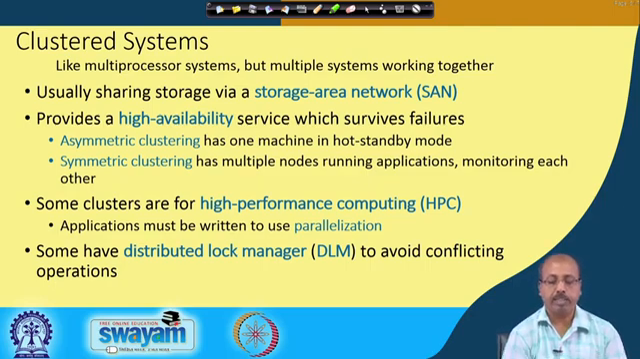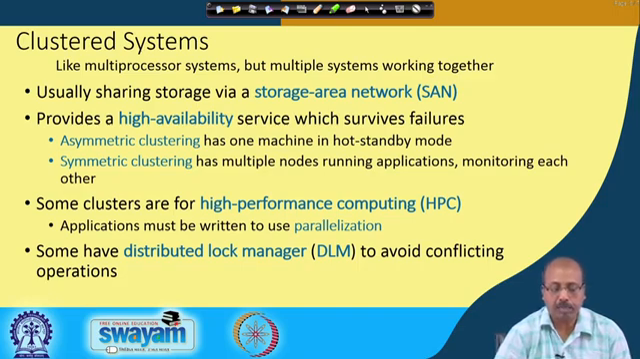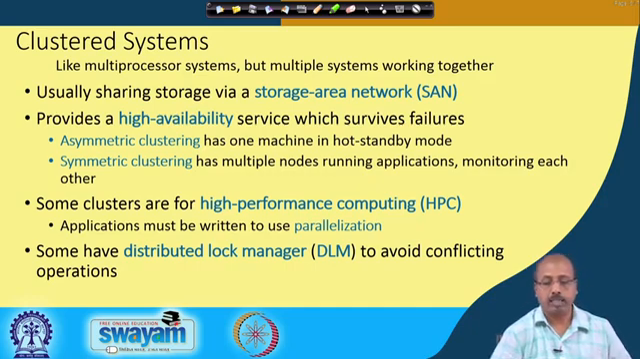And some have a distributed lock manager, or DLM, to avoid conflicting operations, like two or more processors trying to modify the same data item. So we have to have some locking facility. This is particularly true in a banking system. Whenever one account is being modified by a transaction, no other transaction should be allowed to modify that account. There has to be an explicit lock put into the system, and that lock will stop the second transaction from accessing the account while the first transaction is using it.